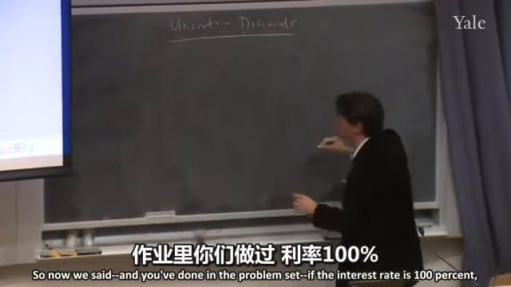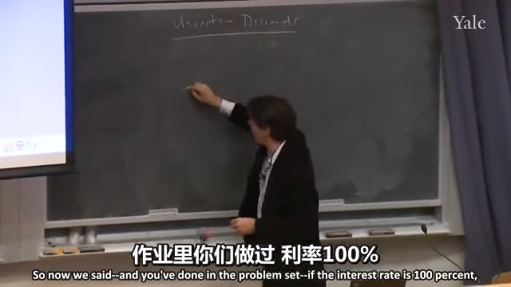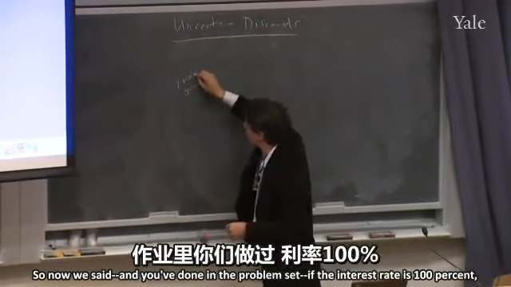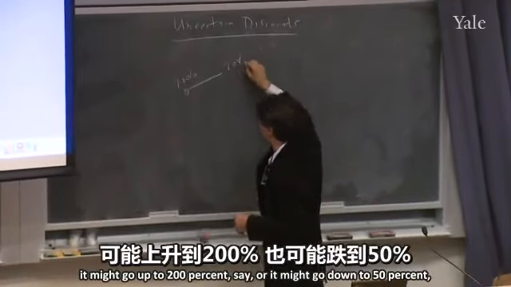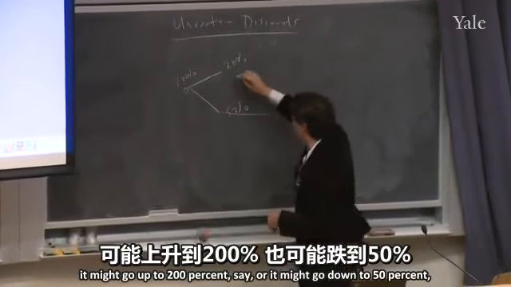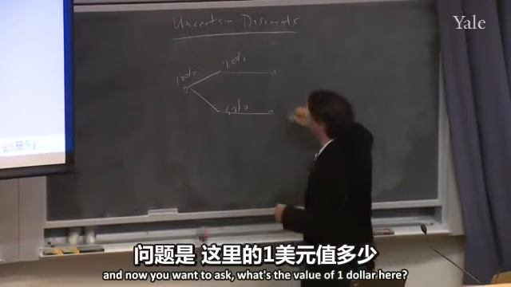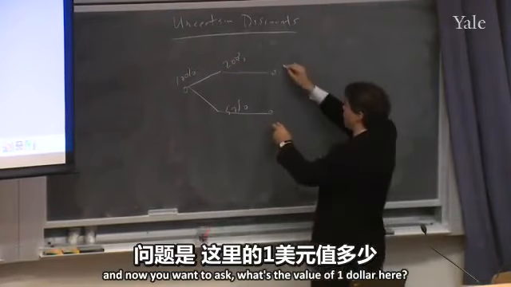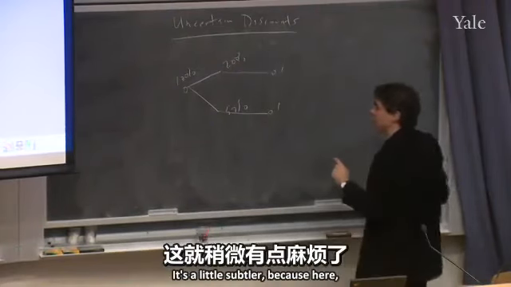Okay, so now we said, and you've done in the problem set, if the interest rate is 100%, it might go up to 200%, say, or it might go down to 50%. And now you want to ask what's the value of $1 here. It's a little subtler.